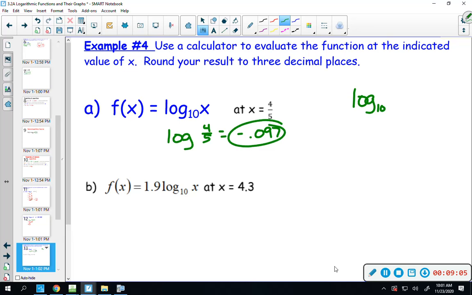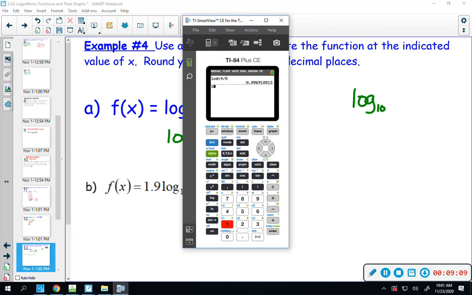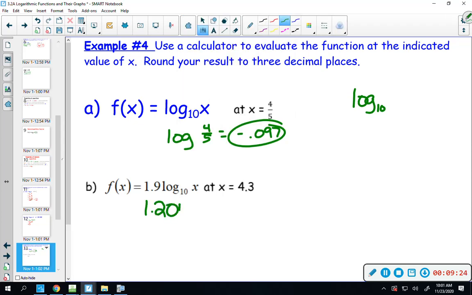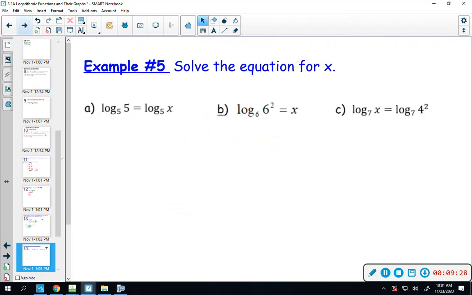Gotta love these. Nobody gets these wrong. Okay, same thing. Log base 10 is my log key on the calculator, so I'm going to type that in just as it appears. Now we've got the log key, and then let's hit 4.3. Enter. And we're going to round, of course, to 3 decimal places, so I'm going to put 1.204. Got it. Okay. All right, moving on.